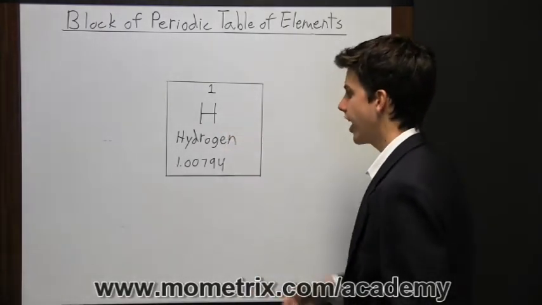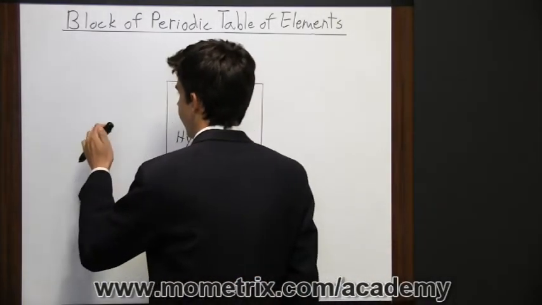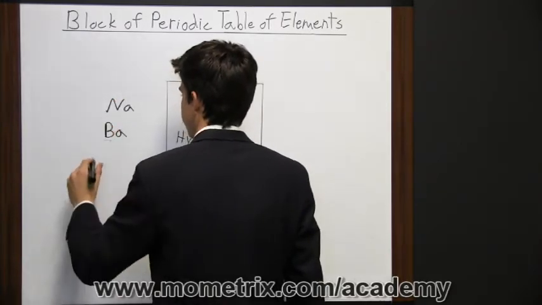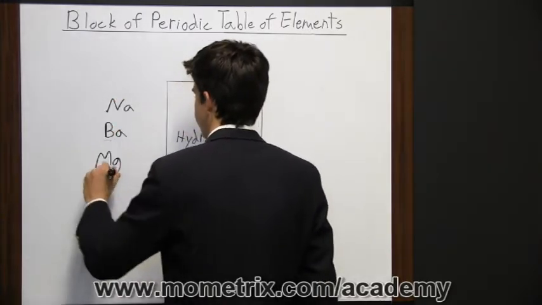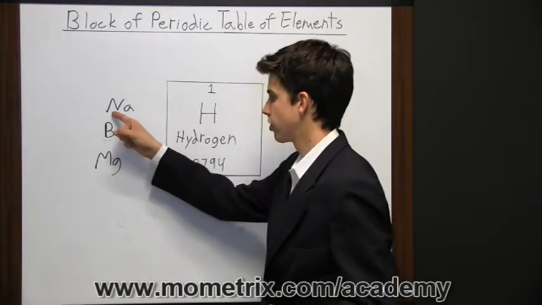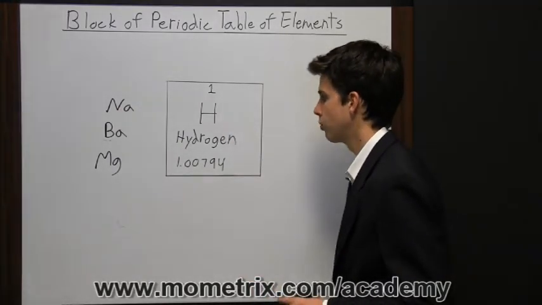Next, you have the chemical symbol of the element. So in this case, we have a big H, which stands for hydrogen. Some other chemical symbols are Na for sodium, Ba for barium, and Mg for magnesium. So as you can see, many times the chemical symbol is 2 letters, where the first letter is capitalized and the second letter is lowercase. But sometimes it'll just be 1 letter.